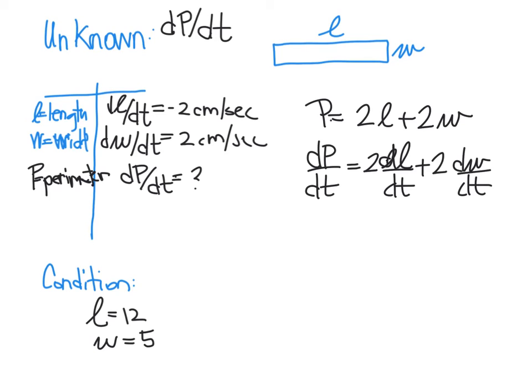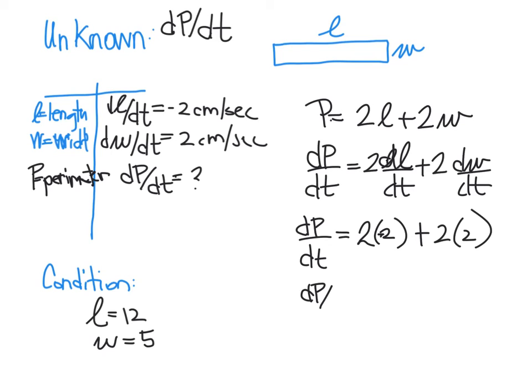And now we substitute in all the values we know. Now we don't know the change in perimeter over time. That's our unknown. Equals 2 times the change in length over time, which is negative 2, sorry, and then plus 2 times the change in width over time, which is 2. So I end up with negative 4 plus 4, which is 0. It's kind of weird. What does that mean? Does that mean that the rate of change of perimeter is 0? It's not changing? Good question.